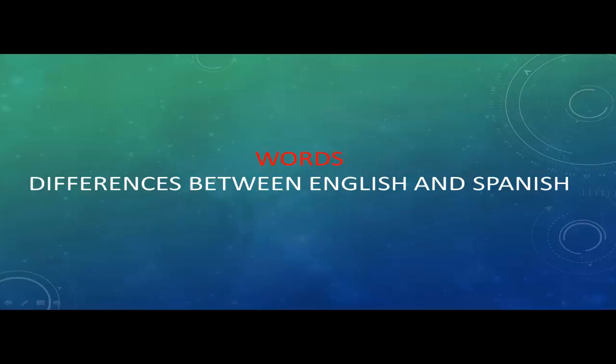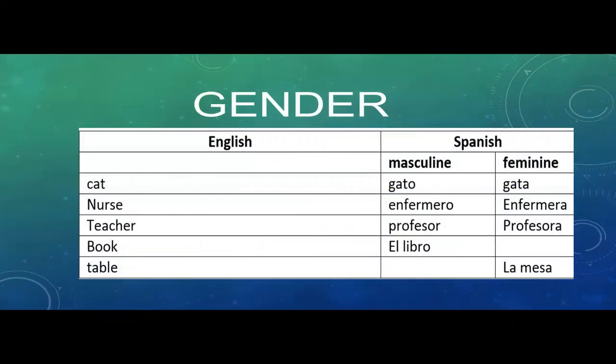The first difference between English and Spanish words is that in English, words don't have gender, contrary to Spanish, where some words are masculine or feminine. For example, in English we have cat, nurse, teacher, book, table. In Spanish we have gato, gata, enfermero, enfermera, profesor, profesora, el libro, la mesa.